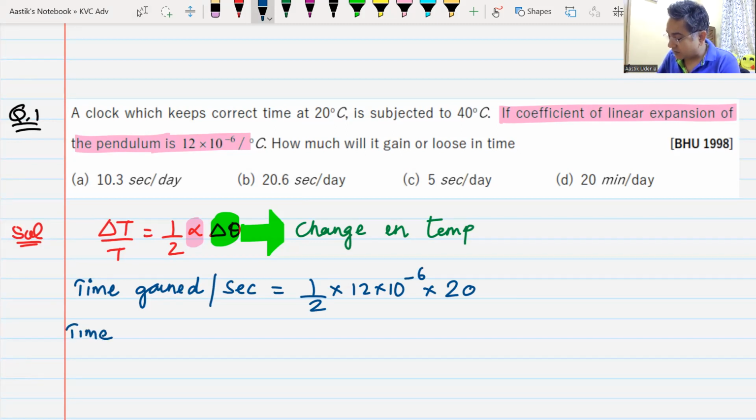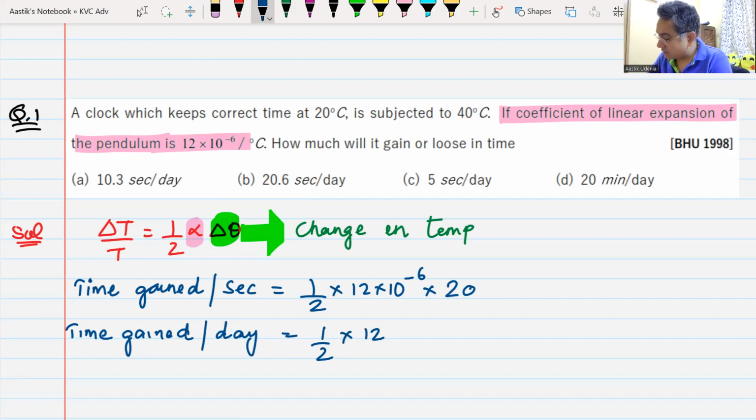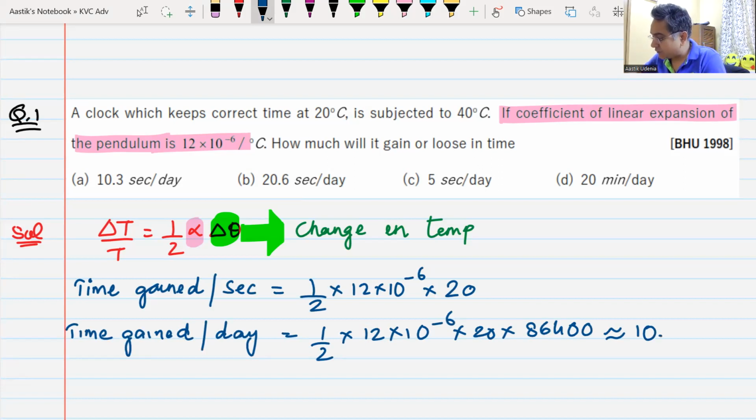Now you can find out time gained per day, and this is what is normally asked, how much time it gains per day. So per day, you multiply it by the number of seconds in one day, which is 86,400, and I think the answer will come somewhere around 10.3 seconds per day. So it will gain 10.3 seconds. It will go slower by 10.3 seconds in one day.